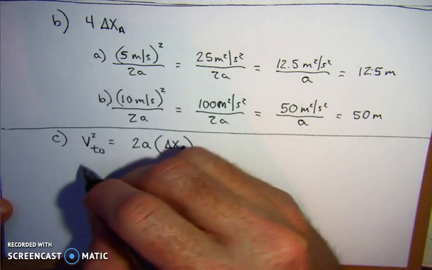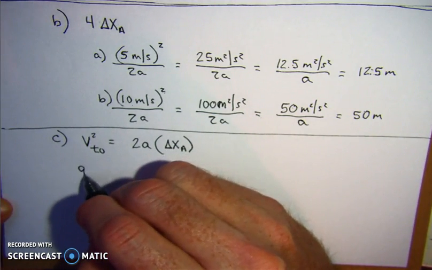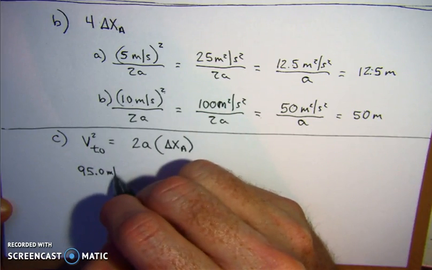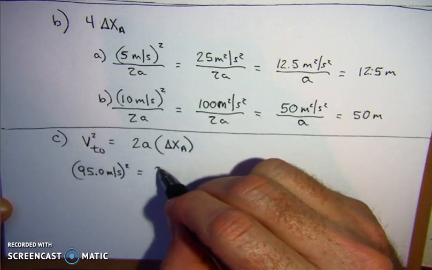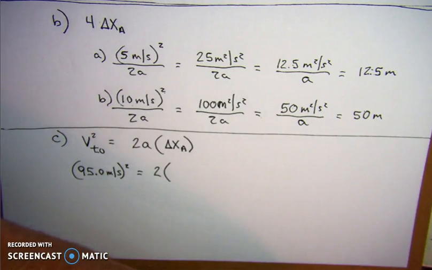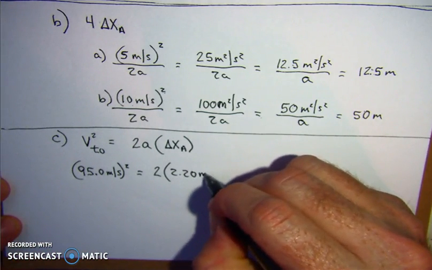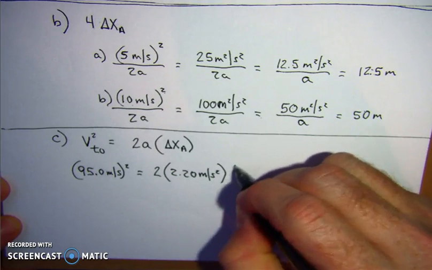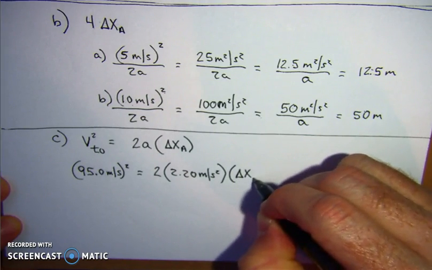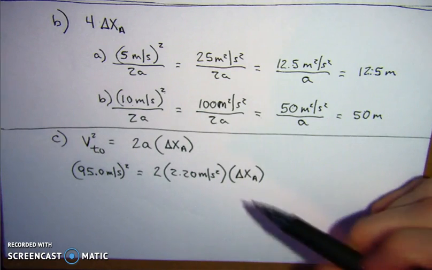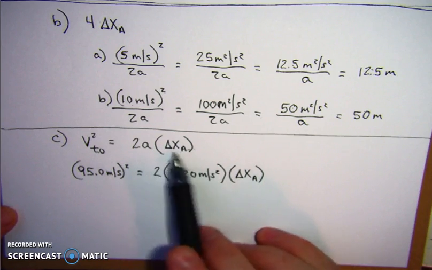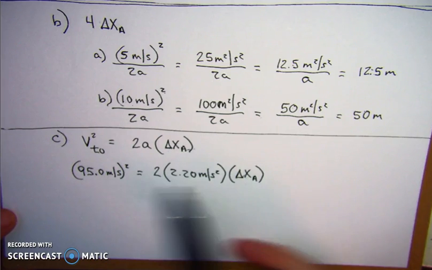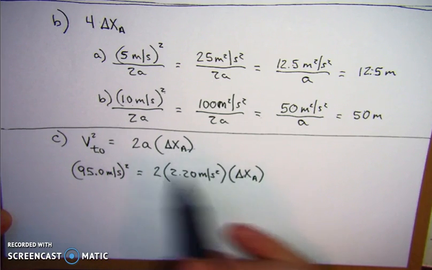So this velocity at takeoff would be 95.0 meters per second squared equals 2 times the acceleration, and I believe that again that was 2.20. Let's see, yes, 2.20. 2.20 meters per second squared times our runway distance for A. Alright, so we want to solve for what is the minimum length of the runway for this to take off. So we need to get distance by itself. So let's go ahead and do everything we can to isolate this.